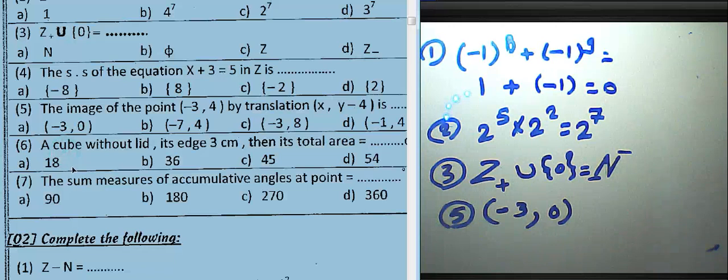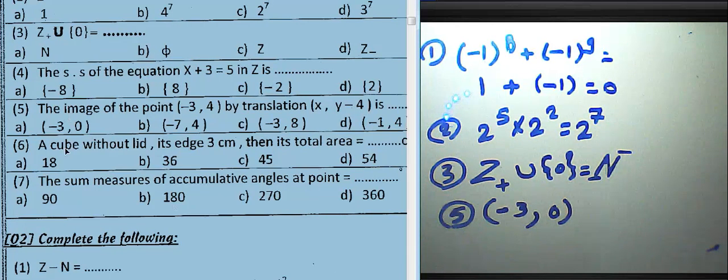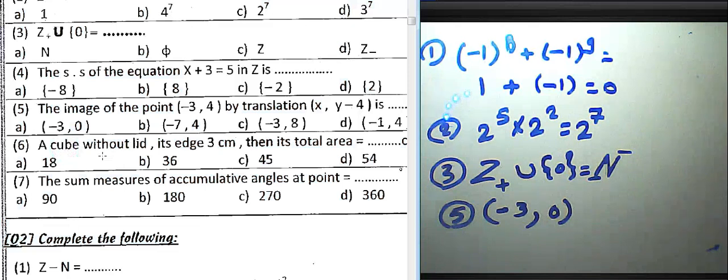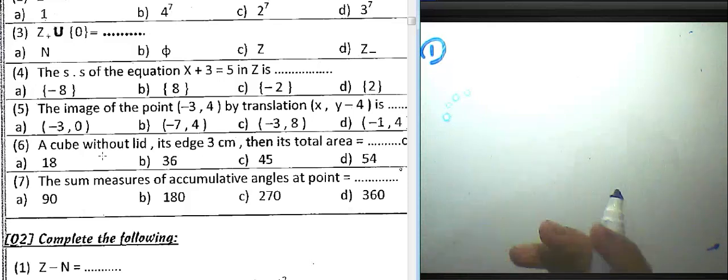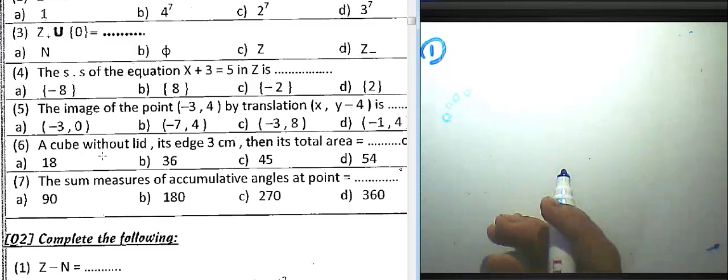Question number 6: a cube without a lid, each edge 3 centimeters. In its total area, we can find the total area of a cube. We know a cube has 6 faces, 12 edges, and 8 vertices. But in this example, he asked about the total area. We can find the total area by side times side times 6. But here, he tells us a cube without a lid. Without a lid means the cube has 5 faces.